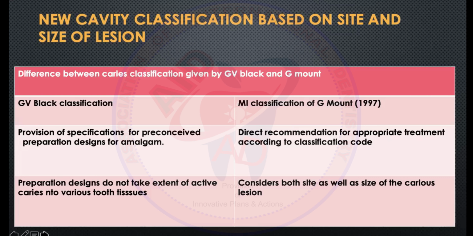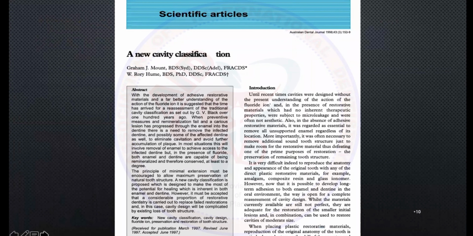Because we all followed the GV Black classification, but now we have changed our ways of classifying dental caries. This classification is purely based upon the site and the size. So whatever the size of the cavity is, and whatever the site of the cavity is, proximal or occlusal or a buccal surface, accordingly this classification is made. And then this is the article. You all can download this article, and you can know about the detail of this classification.